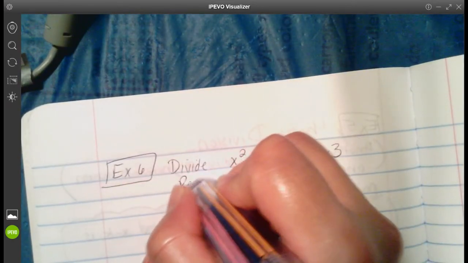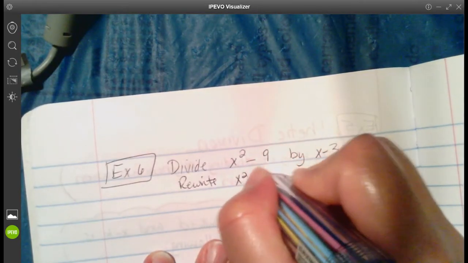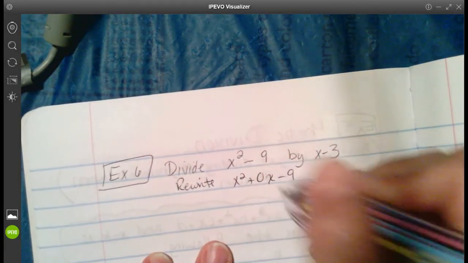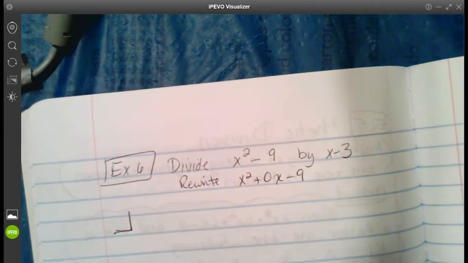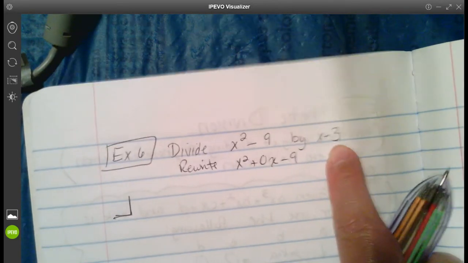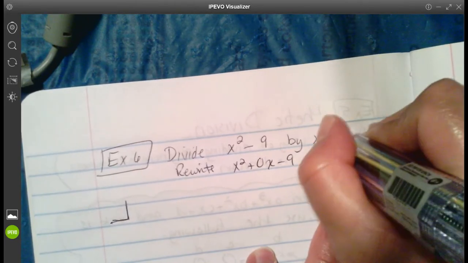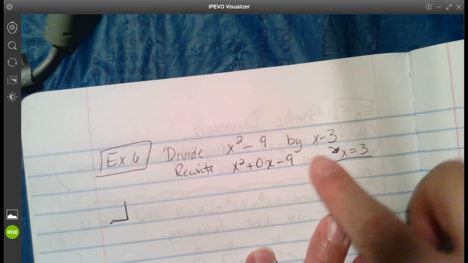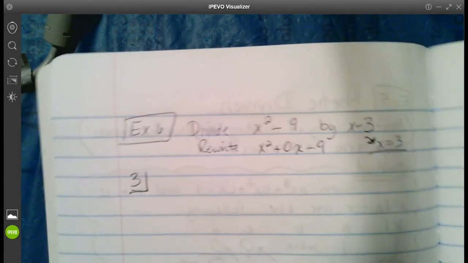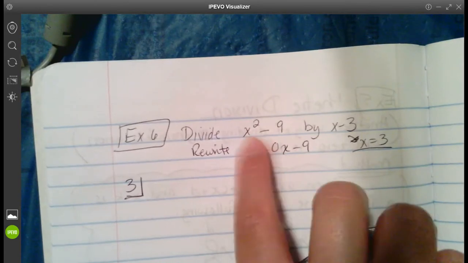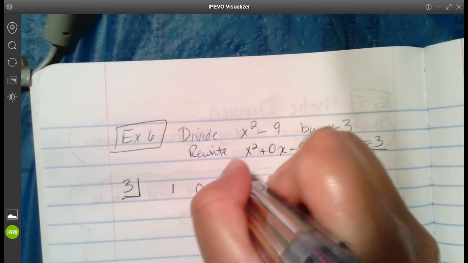So I'm going to do my rewrite with all the terms. So x squared plus 0x minus 9. 0x is the missing term. So we're going to go ahead and do our synthetic division. My 0 here is going to be x equals 3, because if you set that equal to 0 and you solve, you get 3. So 3. My coefficients for this one are going to be 1, 0, negative 9.